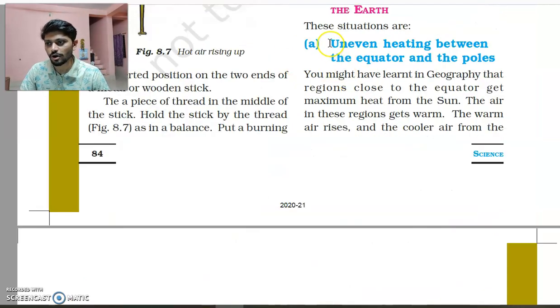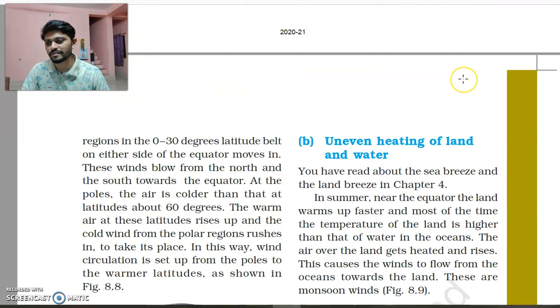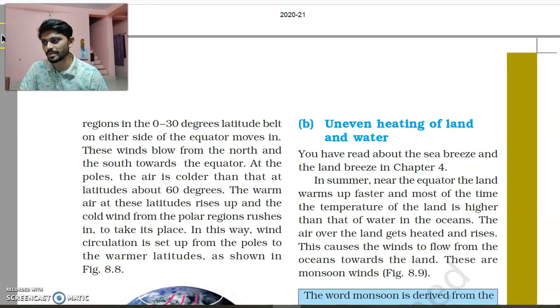And this situation is called uneven heating between the equators and the pole. We'll be studying what happens when we have uneven heating between land and water. This point we have already covered during the sea breeze and land breeze in the heat chapter again. So now you know the resemblance of the fourth heat chapter to this chapter. So let us see this phenomenon in a bit more detail.